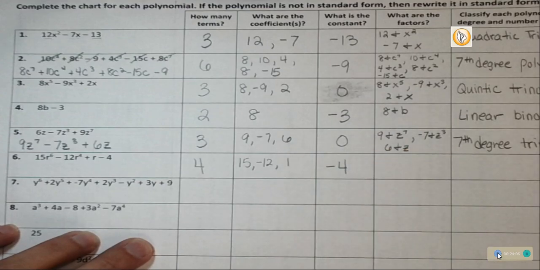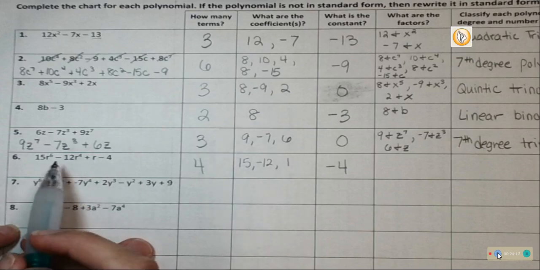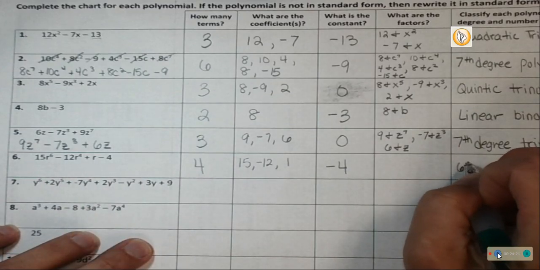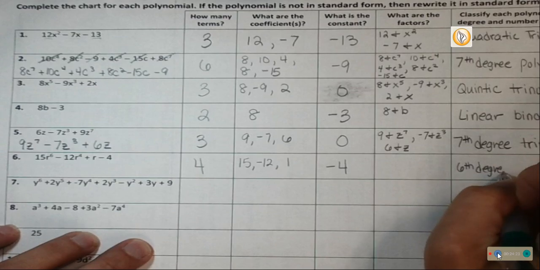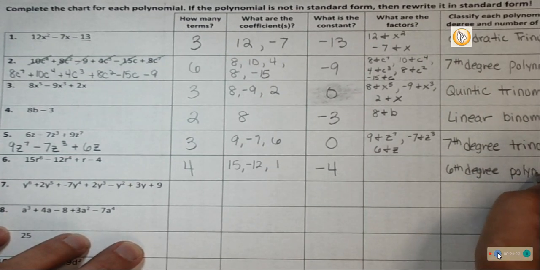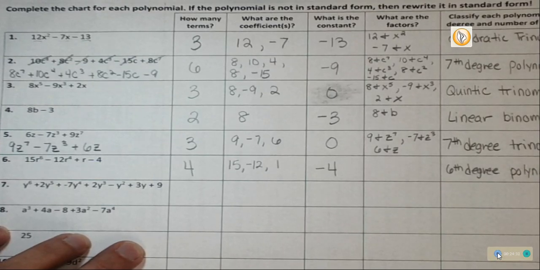All right, so we've got to classify this by degree and by number of terms. Degree is based on the highest exponent. So what's my highest exponent? 6. How would I say that? 6th degree. And I've got 4 terms, which makes this a polynomial. 4 and up is polynomial. Yes, 4 and up is polynomial.